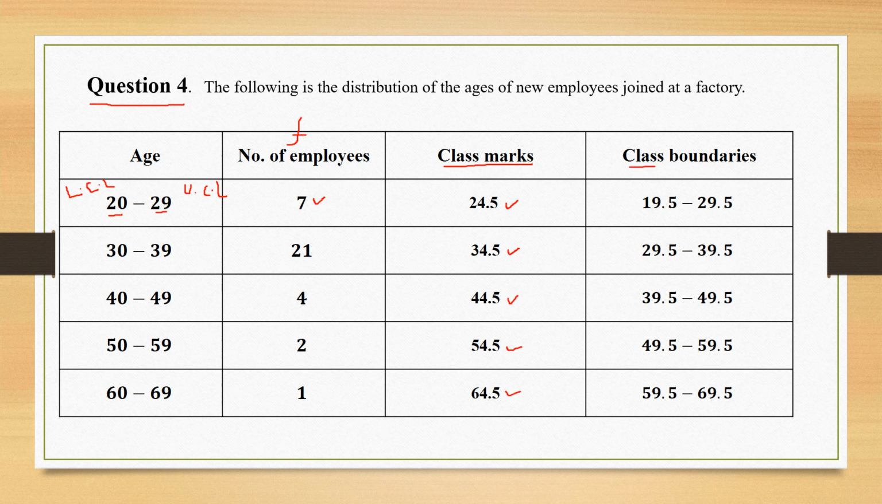Now for the class boundaries, here we have integers, so 0.5 will be subtracted from the lower limit, and 0.5 will be added to the upper class limit. So when we subtract 0.5, the answer will become 19.5 and then 29.5. Similarly for the second group, the third group, the fourth group and the fifth group.